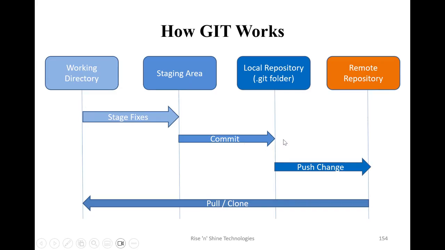Then once it is updated to the local repository, you can use the Git push. Origin is the default alias name, and which branch, that is the master branch. Git push origin master is the command we have used to push the code to the remote repository.